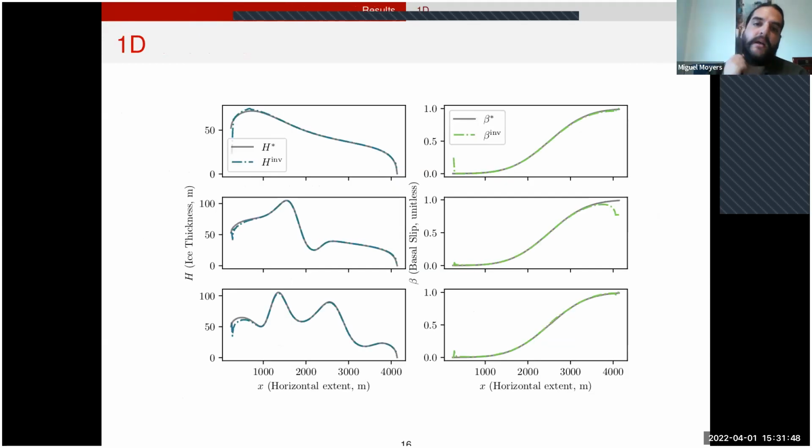So in 1D, we're setting certain topography and slip. And as you can see for 1D, this method works very, very well. We can reconstruct the surfaces in a very accurate manner. We have some problems at the boundaries.